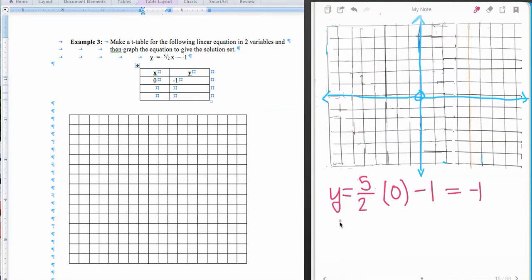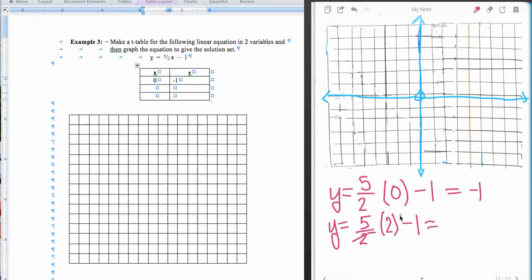Now when you're dealing with fractions, what you want to do is take a look at the denominator of your slope. Remember, that's the number that's multiplied by your x variable. And whatever that number is, in order to avoid fractions, you can use multiples of that number. So this is 2. So any even number I use, I'm going to end up with something that's not a fraction. So we're going to go ahead and use a positive 2. So I'm going to let x equal 2, and then I'm going to simplify.